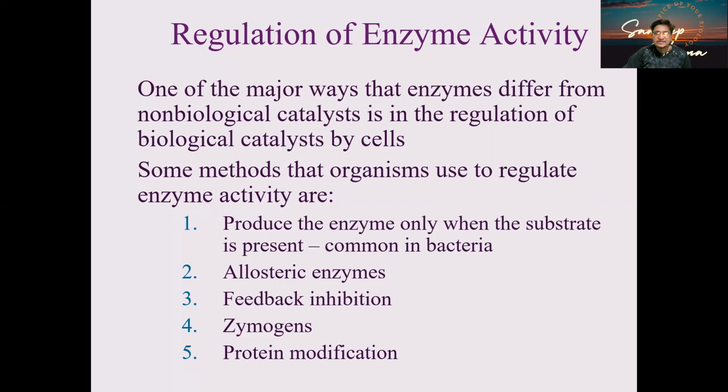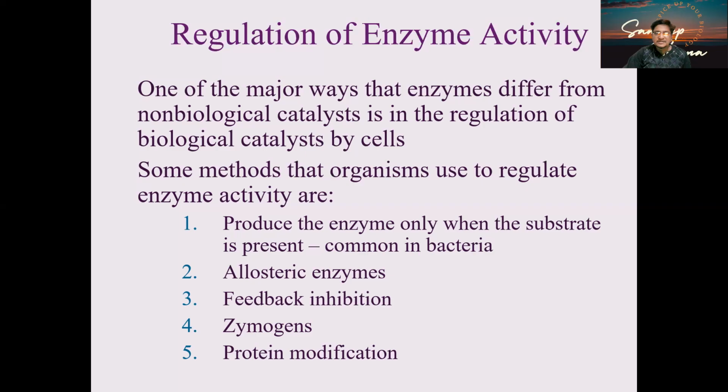Then we have the zymogens. These are the enzymes which are not in the active form. They need to undergo catalytic cleavage, and only then will they be active. For example, trypsinogen, pepsinogen, chymotrypsinogen: all of them need to be cut in order to function.